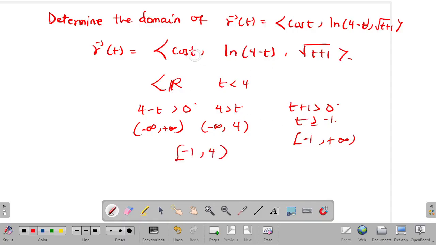So merging all of them, we ignore the generic ones and we try to compress it to the range that will favor each and every one. That is why we take the biggest on the lower side and the smallest on the bigger side. So negative 1 inclusive to 4 is the domain.